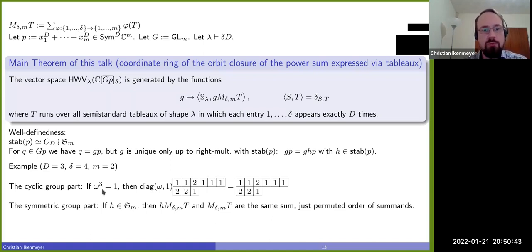Okay, this is an example, but it holds in general that the cyclic part is not going to do anything to any of your summands, and the symmetric part is slightly more subtle. You actually need that your M is an operation that is kind of a symmetric type of operation, right? So these two sums are actually the same sum, but H will actually permute the summands, which is, of course, the same vector, right?